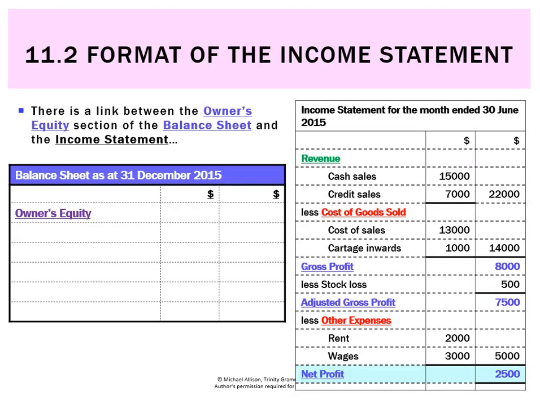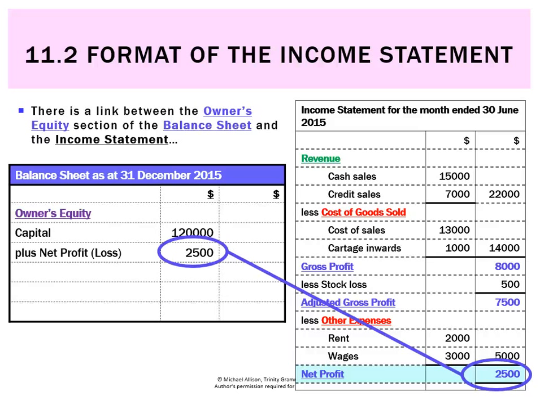There's a link between the owner's equity section of the balance sheet and the income statement. So we learned in the last chapter, owner's equity section is going to be a little bit different. We'll start with opening capital, and then what we'll do is add in any profit or loss. And that's where there's actually a relationship with the income statement. So the figure there must match whatever was in your income statement.